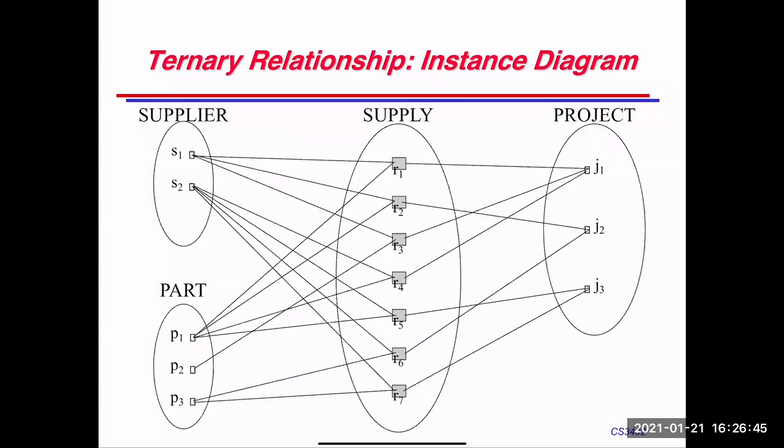Okay, so here's the picture for the example where we have a supplier entity, a part entity, and also a project entity. I should say entity type for these three. And you can see the corresponding entity sets here. So these are the elements of the corresponding entity sets. And here in the middle, we have this ternary relationship called supply. Okay, so it's ternary because each one of these elements here concerns these three entities.